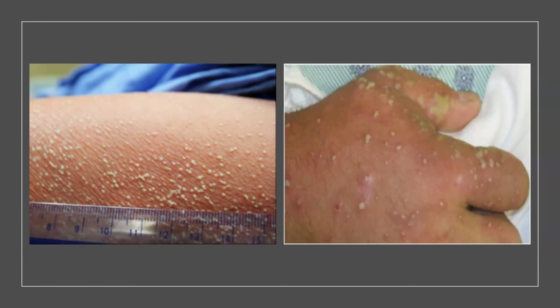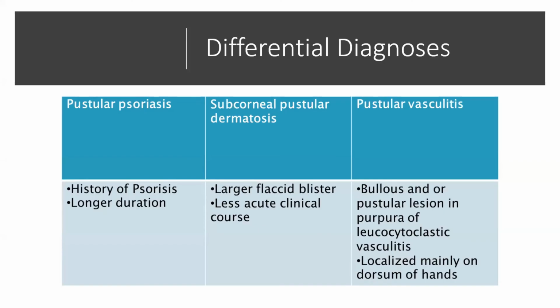And they're usually not around any hair follicles, unlike bacterial folliculitis, okay? And they also are on an erythematous base. So again, differential diagnoses include pustular psoriasis. Usually the patient will have a history of psoriasis, and there's a longer duration: they have it for weeks to months rather than just a few days.